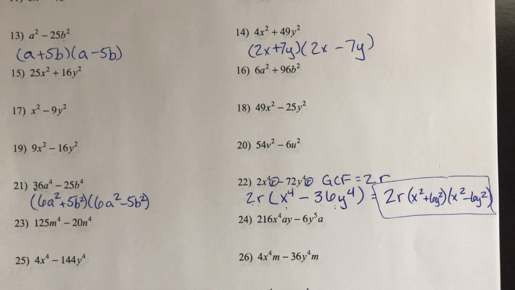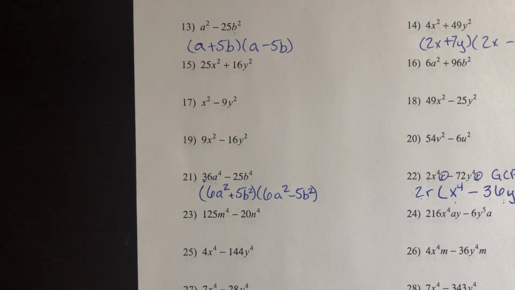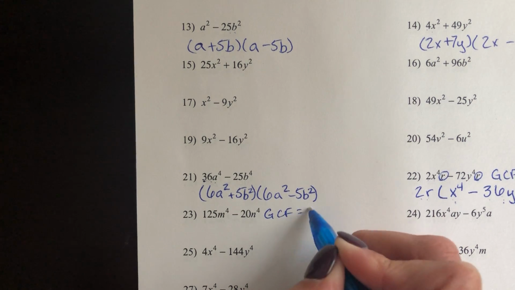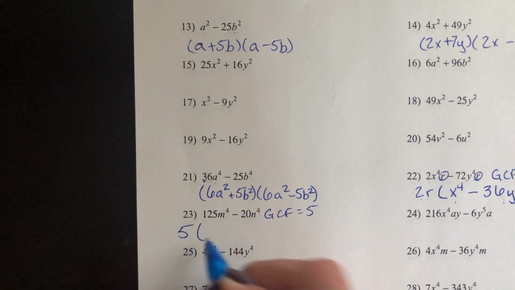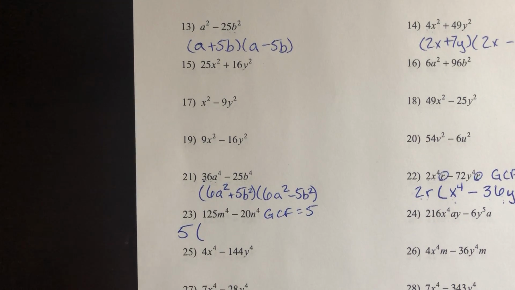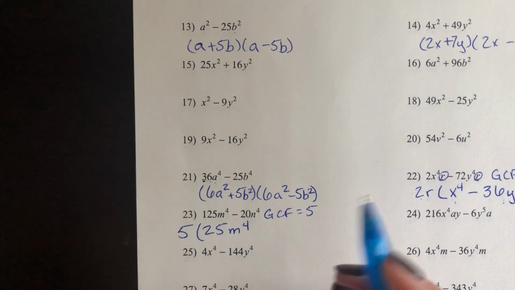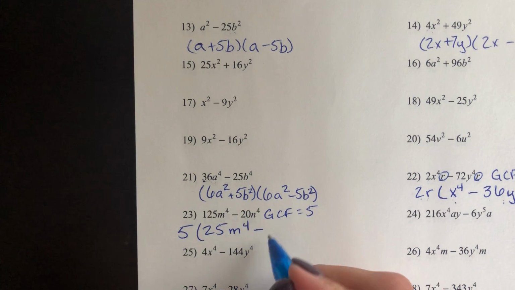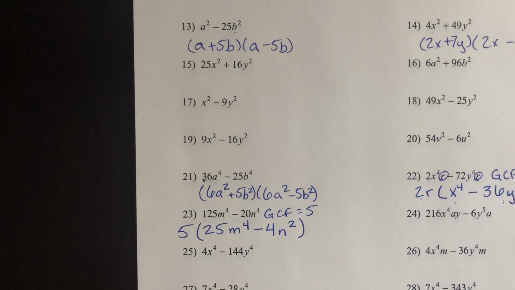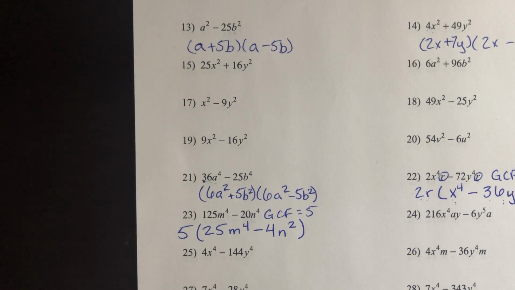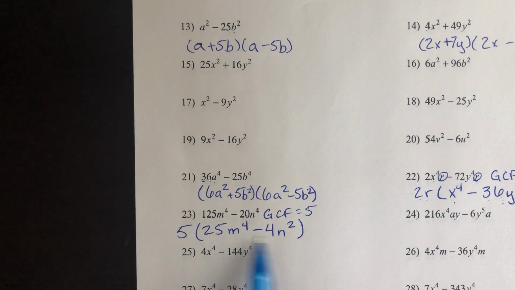All right, pause the video, try number 23 on your own. All right, to check 23, I'm looking for my GCF first. So the largest number that can divide into 125 and 20 is 5. So my GCF is 5. I'm going to start there. 125 divided by 5 is 25. And then m to the 4th. Minus 20 divided by 5 is 4, n to the 4th. Okay. So I took my GCF out. Now I can factor this difference of squares here.